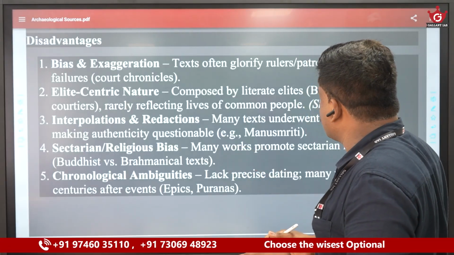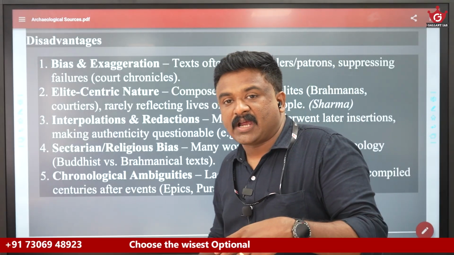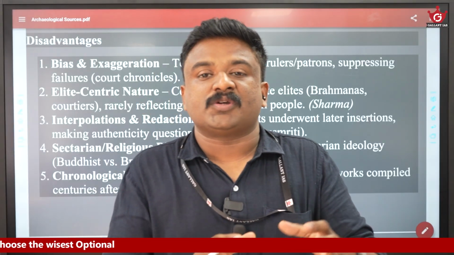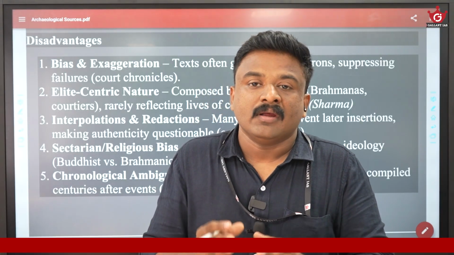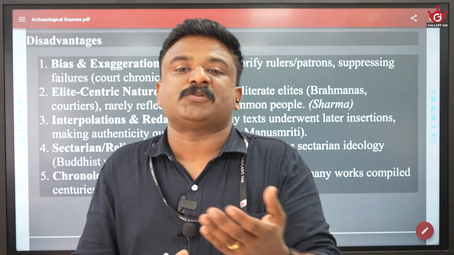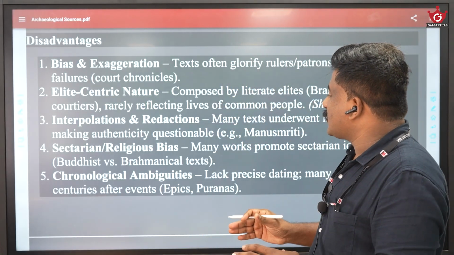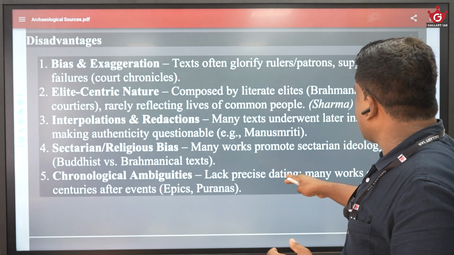Then sectarian bias is there, for example in Buddhist and Brahminical texts. Buddhist texts have a biased interpretation. For example, Buddhist texts picture Ashoka as the great patron of Buddhism, but Brahminical accounts have a different perspective on Ashoka and his Dhamma. So there is sectarian bias in the literature. Chronological ambiguities are there, lacking precise dating.